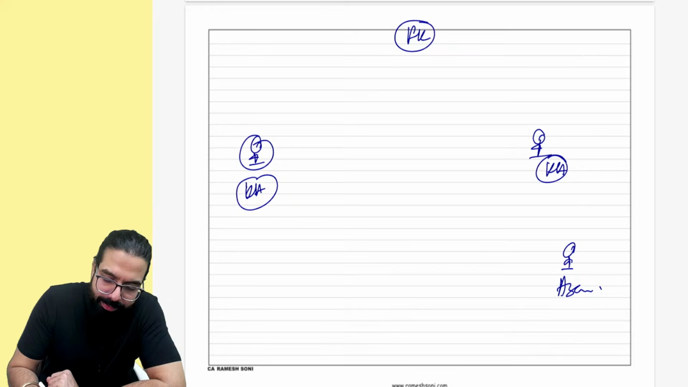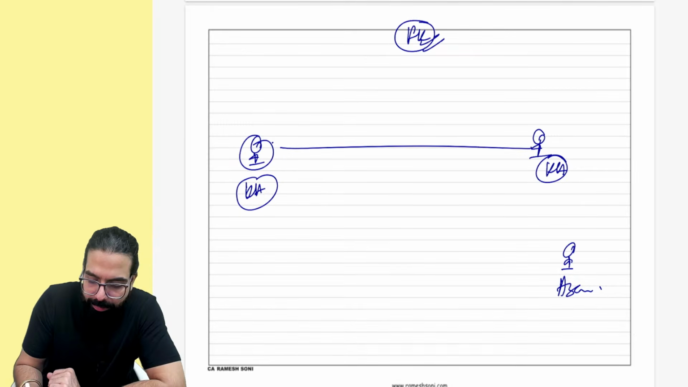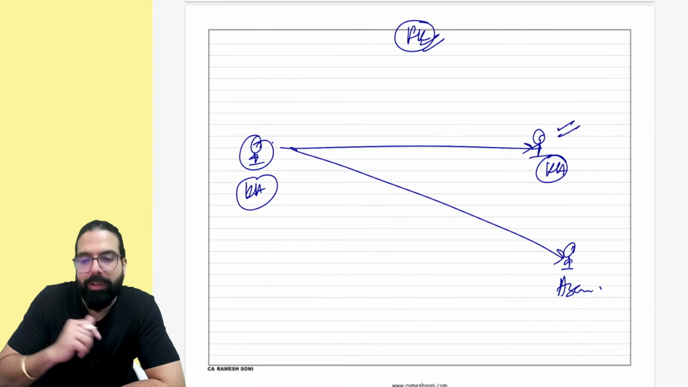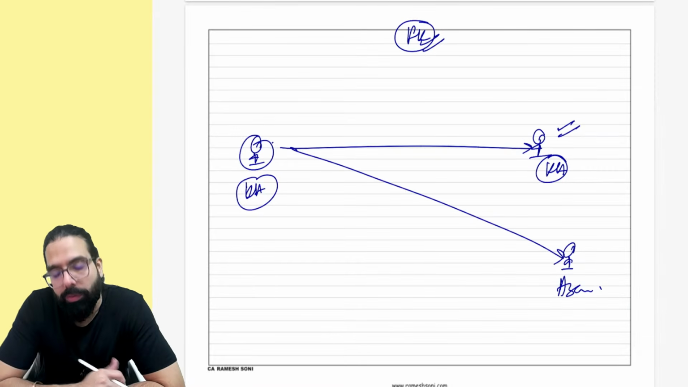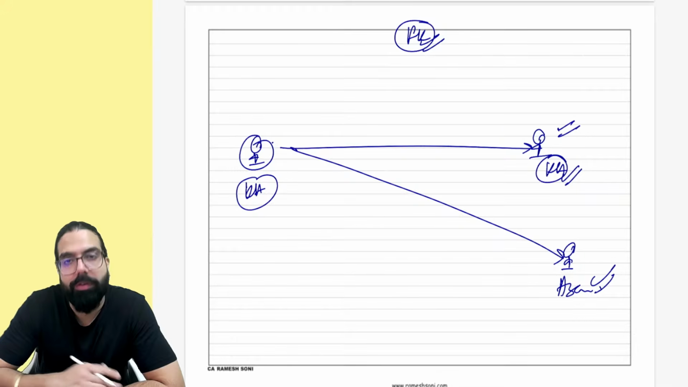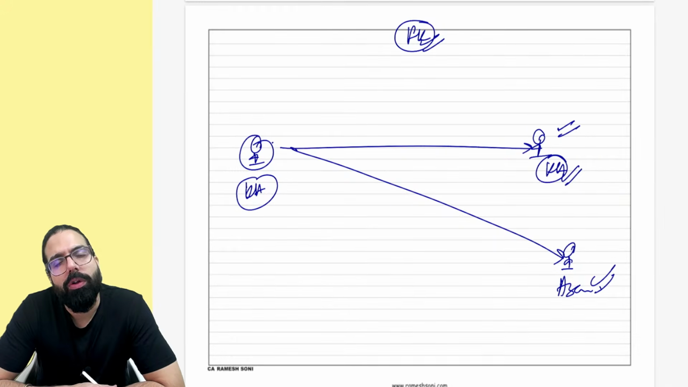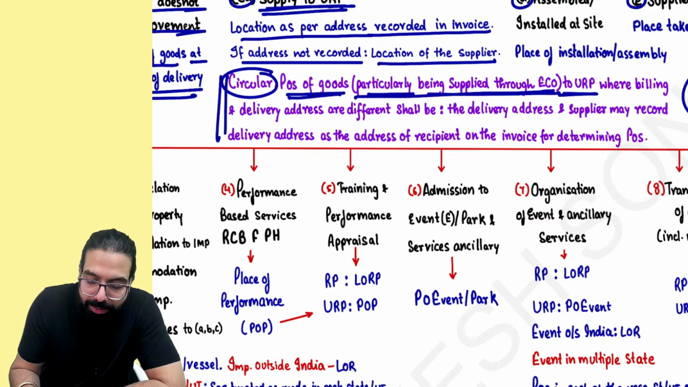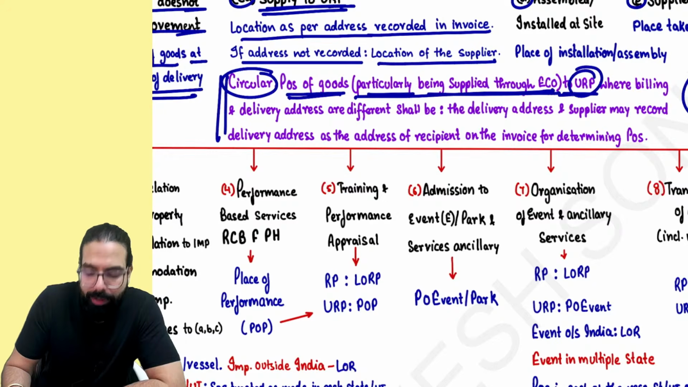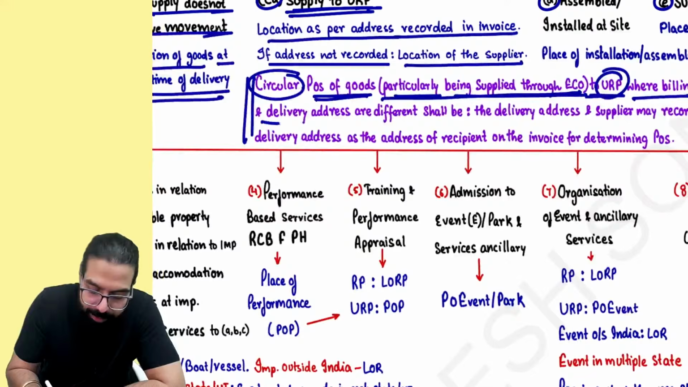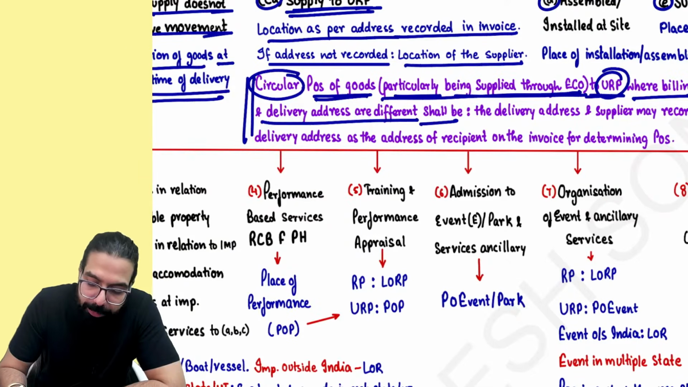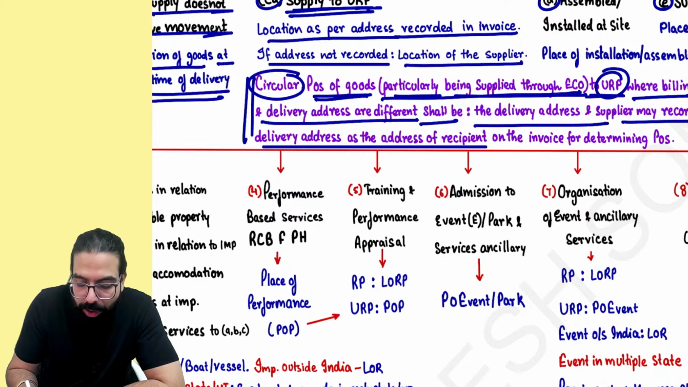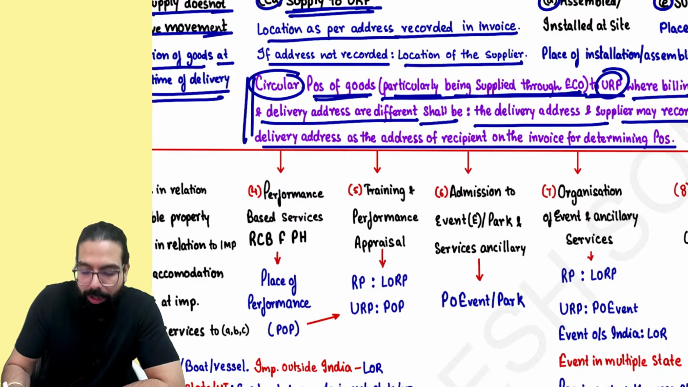So this seller is selling the goods through Flipkart. He will do the billing, and he has my billing address, but he is shipping to Assam. He's got two addresses now: billing address and shipping address. So in this scenario, what will he do? Remember one thing: for place of supply of goods supplied through e-commerce to an unregistered person, where billing address and delivery address are different, it shall always be the delivery address, and the supplier can record the delivery address as the address of the recipient on the invoice to determine the place of supply.